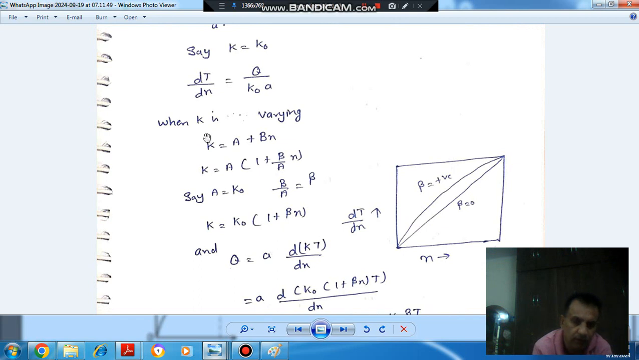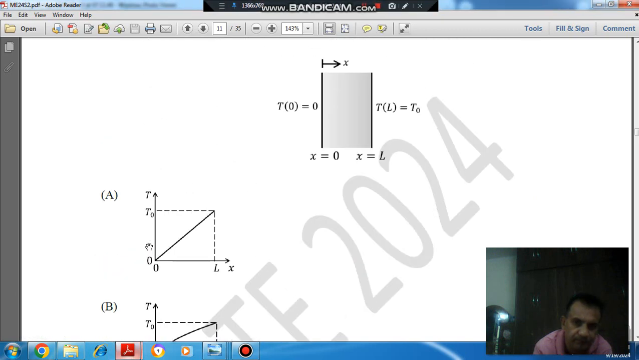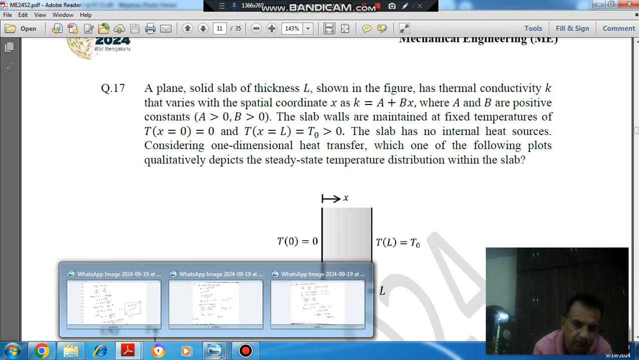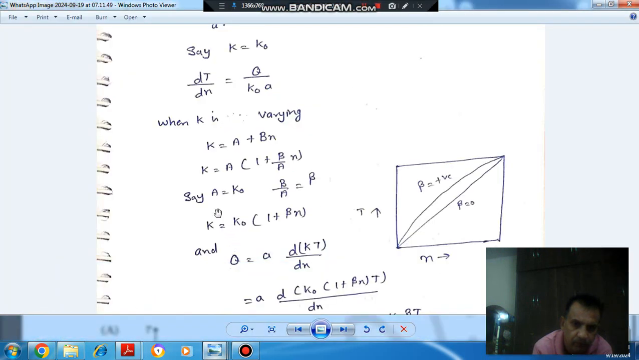So now we assume that K is varying and K is given as A plus Bx. So we can take A as common, so it will be A times 1 plus B by A x. Suppose A is K naught and B by A is beta. The conductivity is varying, that is why we have taken this. So now K can be written as K naught times 1 plus beta x within bracket.